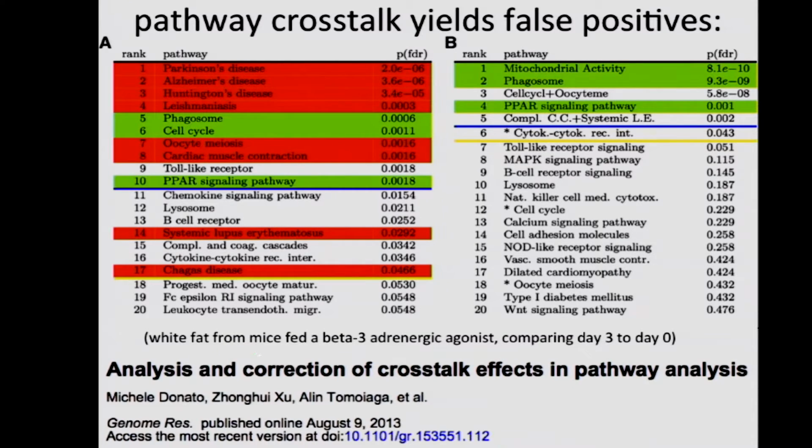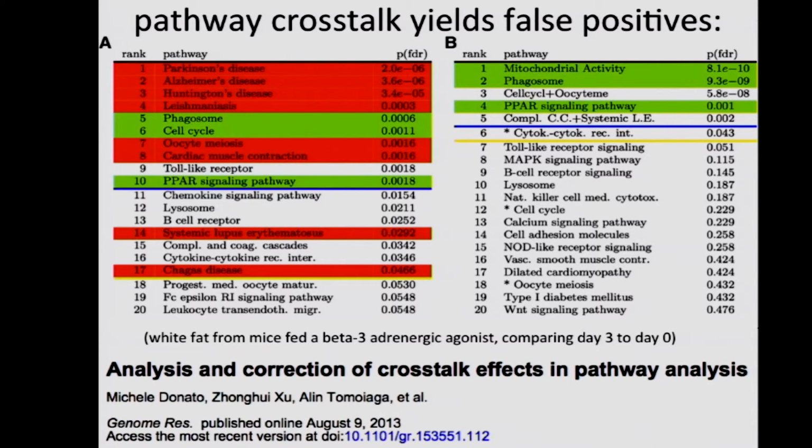White adipose fat from mice fed a beta-3 adrenergic agonist, comparing day 3 to day 0. And the top-ranked pathways they get are Parkinson's disease, Alzheimer's disease, Huntington's disease, and leishmaniasis. It's hard to make inferences about these things from white fat from mice fed a beta-3 adrenergic agonist. Doesn't necessarily make sense. Okay? But if you use a method that corrects for crosstalk effects in this, now essentially you go to the right, where these things go away.